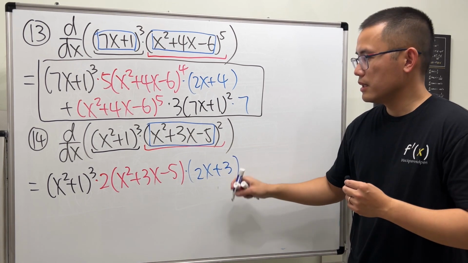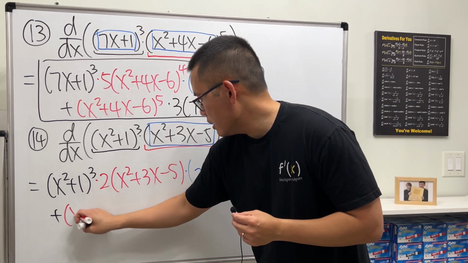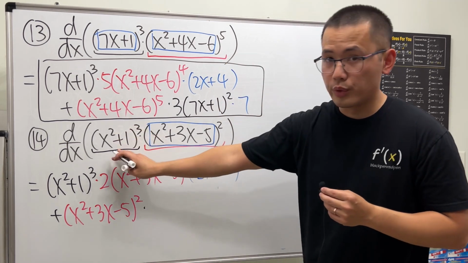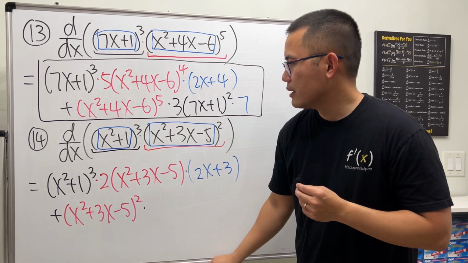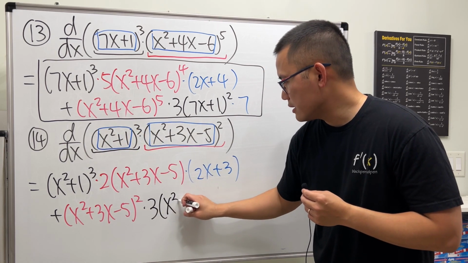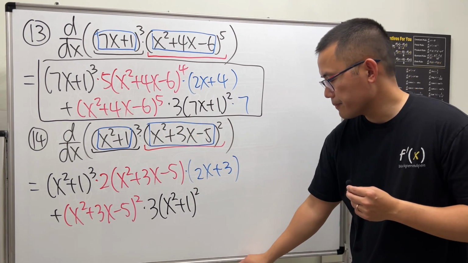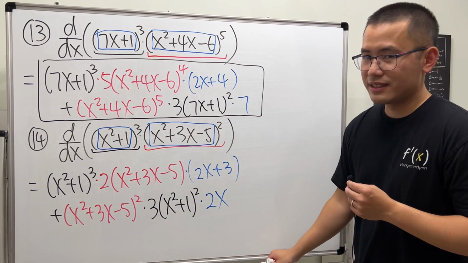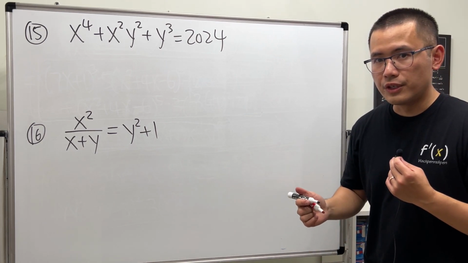2x plus 3. Yeah. And then we are going to add the second function, x squared plus 3x minus 5 squared times the derivative of the first. Here, x squared plus 1, box to the third power, yeah? Put the 3 to the front, the box inside stays, and then that's subtract 1, so you get the second power. And then the derivative of x squared plus 1 is 2x, so multiply by 2x. Yeah, just like that.